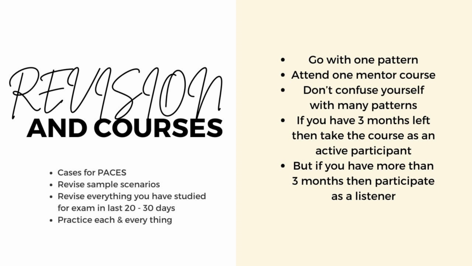And recommended courses. There are many courses which are available online. So whatever course you are thinking to attend, go with one mentor. Don't confuse yourself with many mentors. Always go with one, and according to your affordability. But it's worth taking a course, and especially if you're not confident enough, always take the active participant course. If you only have 3 months time, take the active participant course. If you have more time, then first take it as a listener to understand the scheme, then go for being an active participant.